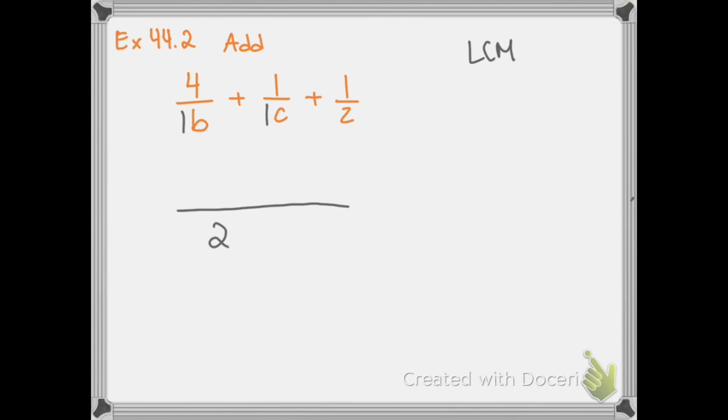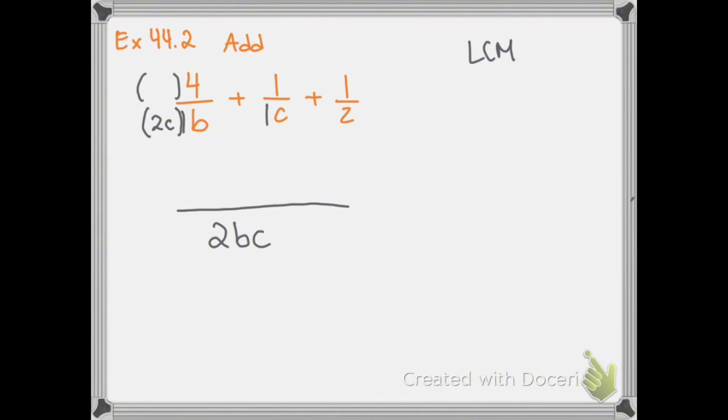And then for the letters, we take all of them that appear with the biggest exponent they appear. In this case, it's only B and C. So now we have to think about what we are missing, or what we have to multiply B by so that it becomes 2BC. So B, we have to multiply by 2C so that it becomes 2BC.